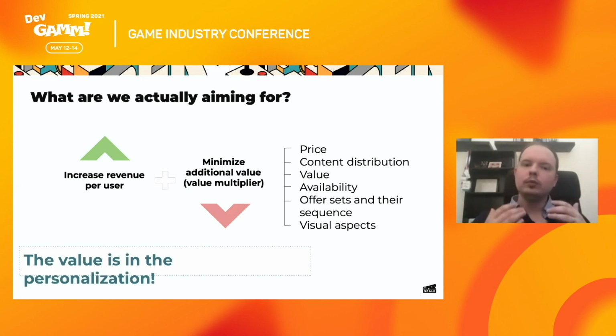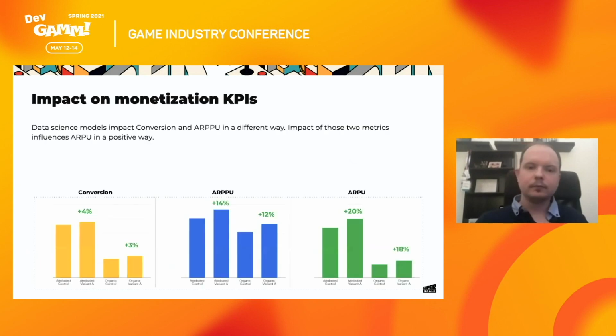So how to minimize additional discount and increase revenue? It means that you just have better offerings in general. To create better offerings, there needs to be optimization of different parameters through data. In practical terms, we are focusing on conversion, RPPU, and the combination of the uplift for RPPU and conversion, which basically reflects in RPU, what we are looking for.